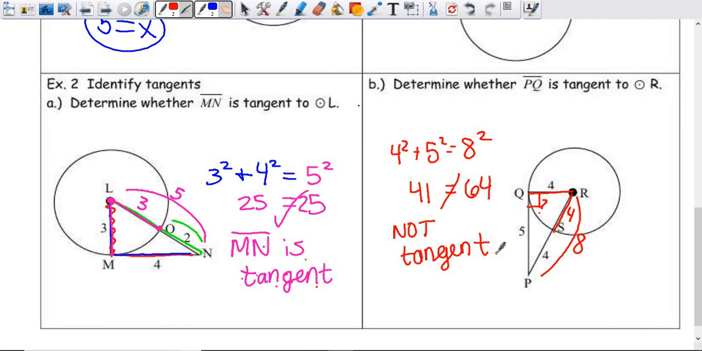All right? Make sure that you know where the right angle would be in this picture so that you know you are using your hypotenuse and legs correctly. Let's go on to the back.